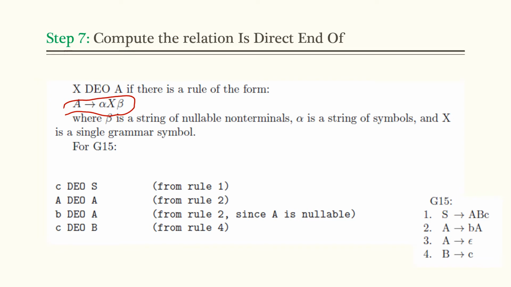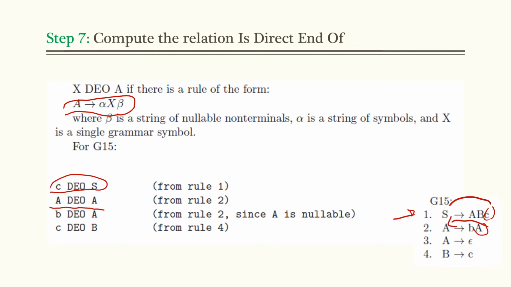So for rule number 1, the end of the rule would be C. This is the end of it. So for rule number 1, C is the direct end of S. So we write C is the direct end of S. Now we move to rule number 2. The end of the rule is A. So we write A is the end of A. C is the end of S, A is the end of A.